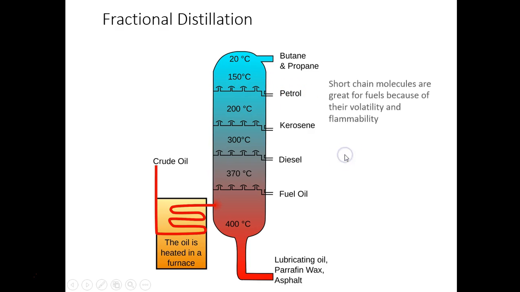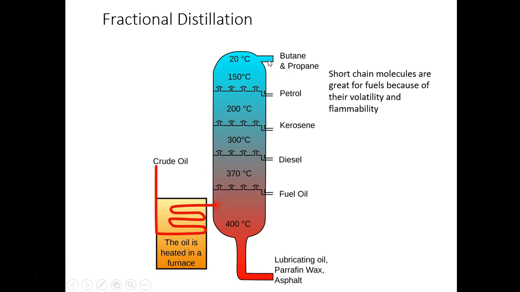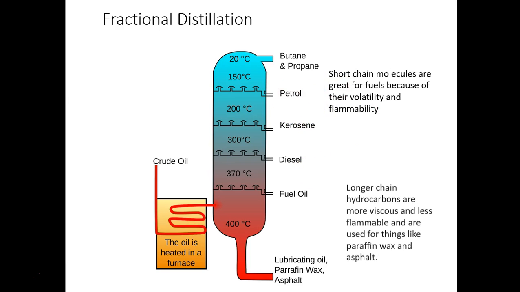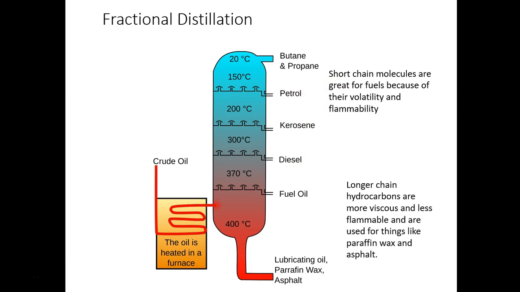All right, so things at the top are shorter chain molecules, things that have very weak intermolecular forces, and they're great for fuels because they're very volatile and flammable, like butane and propane. Petrol is the European or British way of saying gasoline. And down below, the higher boiling point hydrocarbons will be more viscous, and they're not as flammable, so they're used for things like paraffin wax and asphalt.